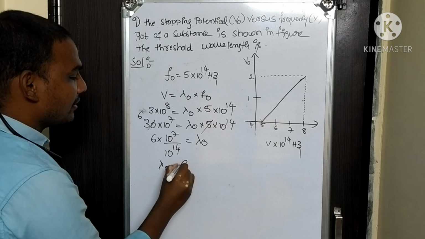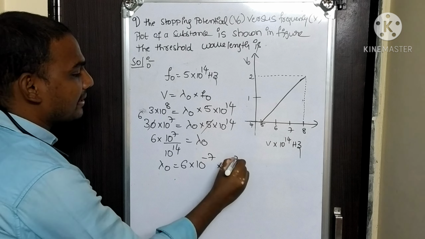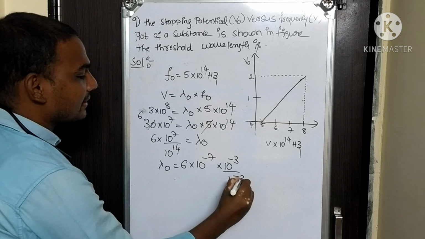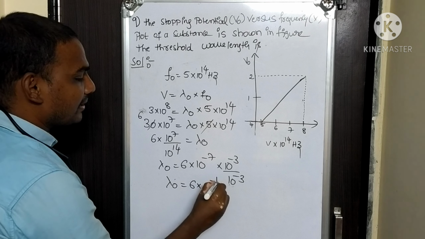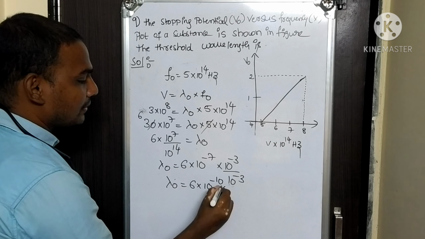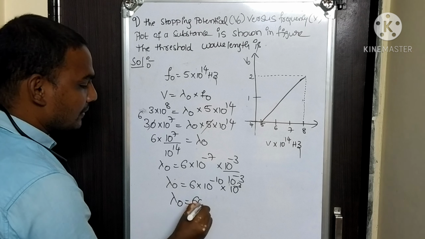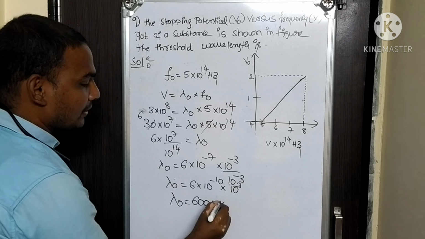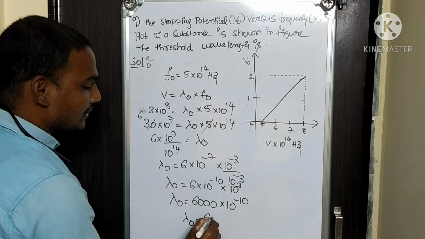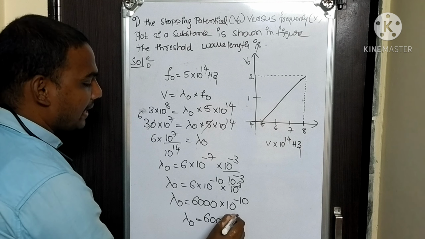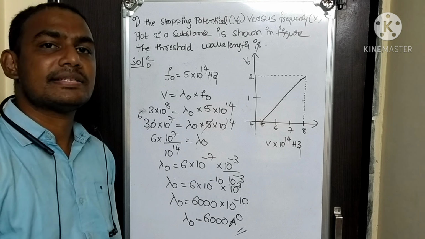Therefore lambda naught is equal to 6 into 10 to the power of minus 7. Multiply and divide with minus 3. We will get lambda naught is equal to 6 into 10 to the power of minus 10 into 10 to the power of 3. Therefore lambda naught is equal to 6000 into 10 to the power of minus 10. Therefore lambda naught is equal to 6000 angstroms, which is our answer. I hope I answered this question.